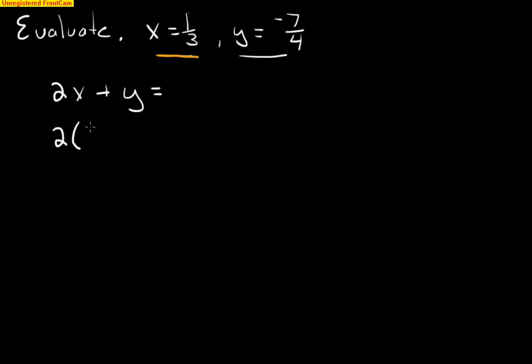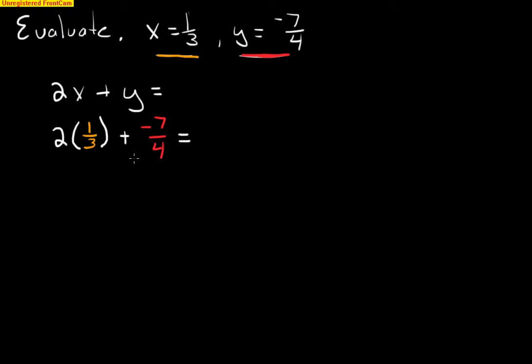Let's make that one an orange. And so x is 1/3, so we're going to put 1/3 in there. And then plus y, and let's make y red. And so plus y, in this case, is -7/4. And we're going to evaluate that. So we're going to see what that equals.